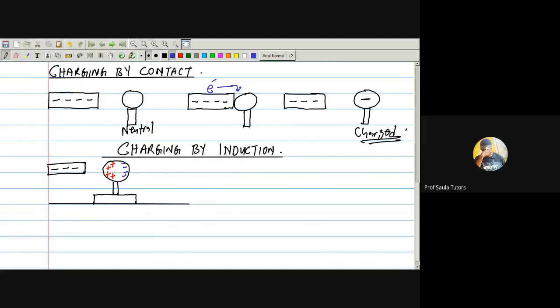Why is this happening? It's happening because, remember, unlike charges attract each other. So this positive charge will be attracted to the negative charge. Are we together? Good.